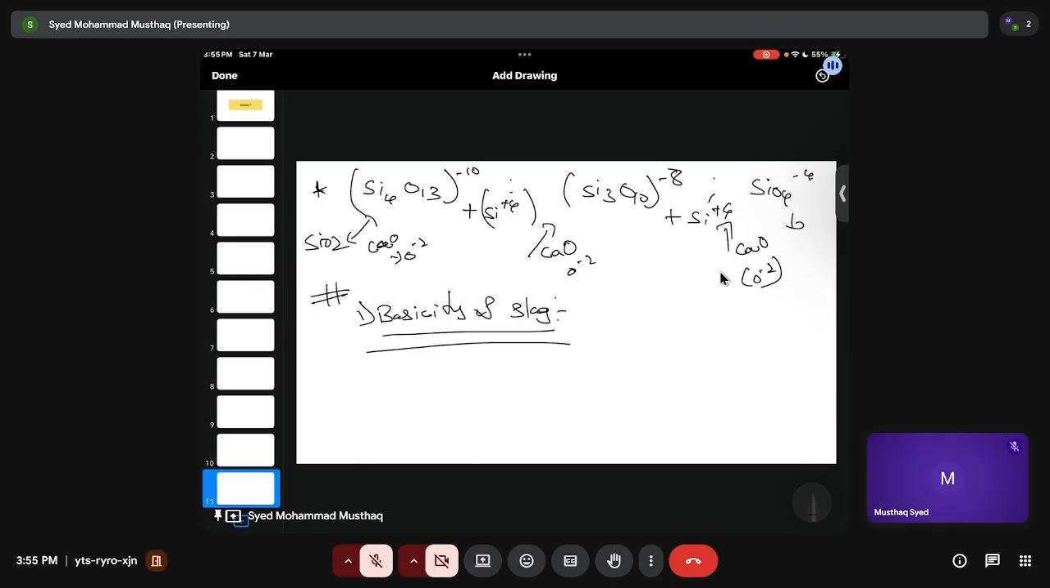What do you mean by basicity? Basicity is nothing but the power of your oxygen donation, right? So in slags, a basic oxide generates O minus 2, and when acid oxides come into the picture, they will capture this O minus 2 and form their respective structures, and the chain will be broken, right?